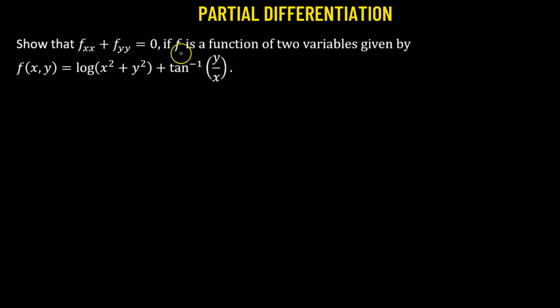We have a function f which is a function of two variables, and it is given by this particular expression. So we need to show that the second partial derivative of f with respect to x plus the second partial derivative of f with respect to y equals 0.